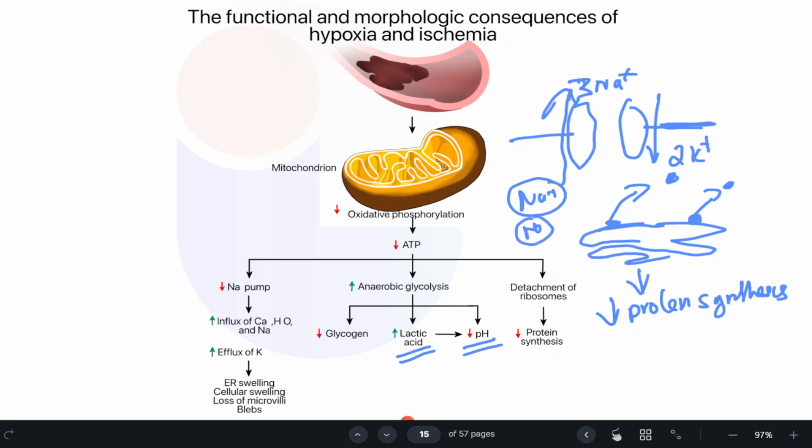We know that water moves from an area of low osmotic pressure to high osmotic pressure. So due to failure of the sodium potassium ATPase pump, there will be more sodium inside the cell. So water moves from the outside to the inside of the cell, where there is more solute concentration and osmotic pressure. When water enters the cell, this can lead to cell swelling as well as swelling of organelles, such as swelling of the endoplasmic reticulum, mitochondria, etc. These are the consequences of reduced ATP.